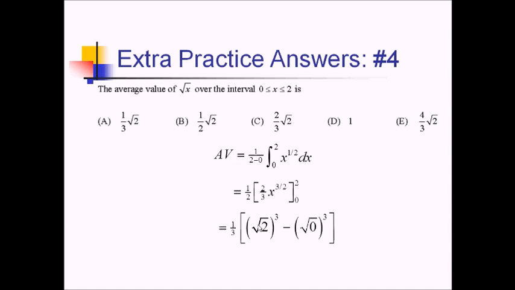Well, this is radical 2 times radical 2 times radical 2. So if we simplify that, that becomes 2 radical 2. But that's going to be on top of a 3 here because you're multiplying it by 1/3. So this is going to then be 2 radical 2 over 3, which ends up being, the closest answer choice is choice C.